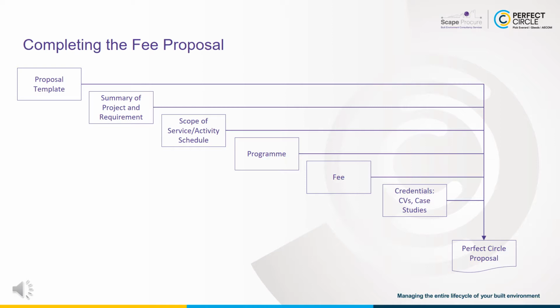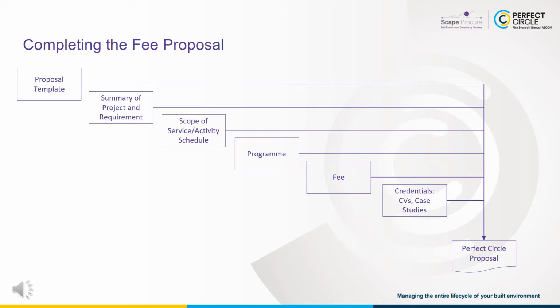The graphic on this slide shows the various bits of information that in total comprise a fee proposal. Generally, they're shown in the order that they should be prepared to ensure a proposal is compliant, integrated across all elements, and commercially robust.